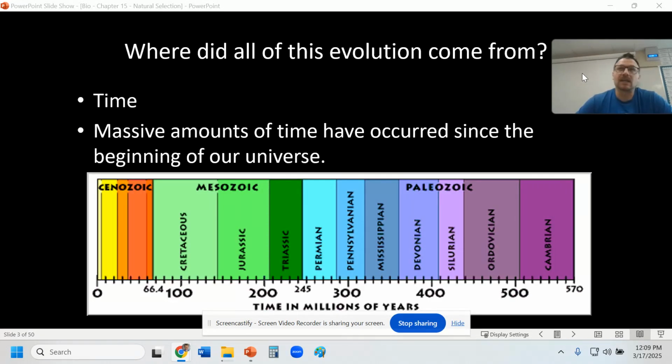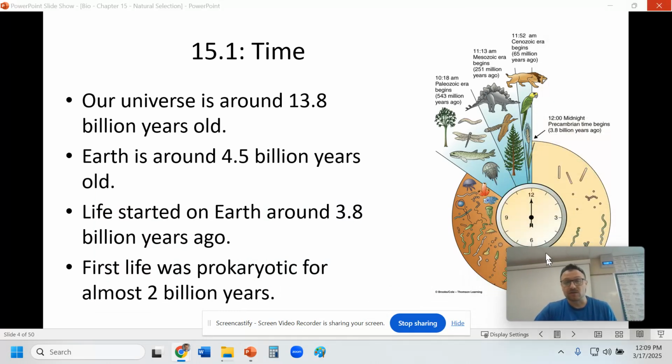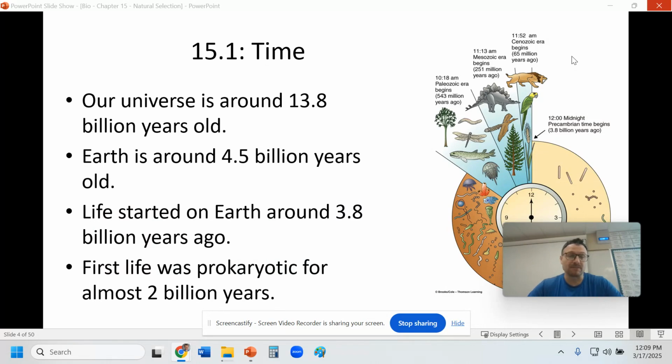We're going to be talking about and doing some activities in class that show us just how many millions to billions of years have elapsed since the beginning of time till now. A couple different figures I like the students to know: the universe has been around since about 13.8 billion years ago. Our Earth has been around since about 4.5 billion years ago. Life has been around for about 3.8 billion years, and the first life was prokaryotic, which means it was single-celled and wasn't very complex, for nearly 2 billion years.